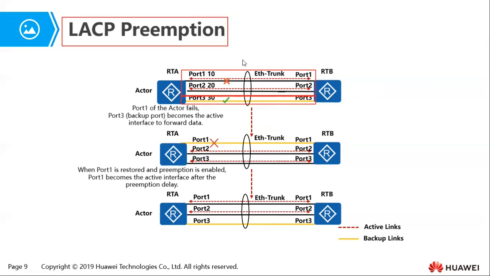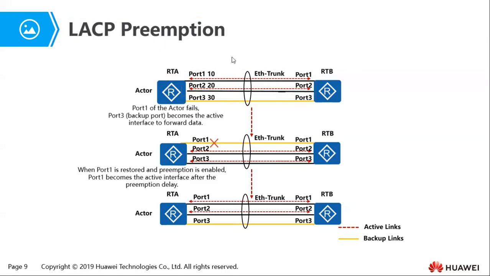But what happens then if this one comes back up? This one had gone down, but now the issue has been resolved and now it's up. So what happens? Will it preempt this one? Preempting means, will it disable this one so that this one goes back to being a backup and this one continues to forward data? So that is what we call preemption. That is one of the scenarios of preemption.